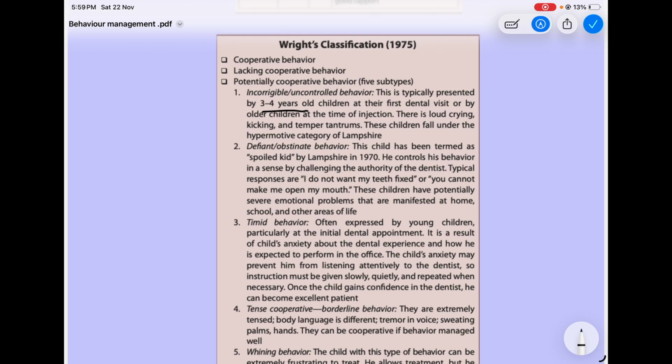Then the defiant obstinate behavior. This child has been termed a spoiled kid by Lampshire in 1970. He controls his behavior in a sense by challenging the authority of the dentist. Typical responses are 'I do not want my teeth fixed' or 'you cannot make me open my mouth.' These children have potentially severe emotional problems that are manifested at home, school or other areas of life.